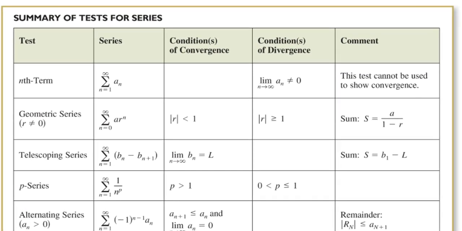You can find the p-series on your summary for tests for series. Right here, it's the fourth one down. And it basically says the series is going to converge if the power is bigger than 1, and it diverges if the power is in between 0 and 1. We don't worry about negative powers because we would make those positive.